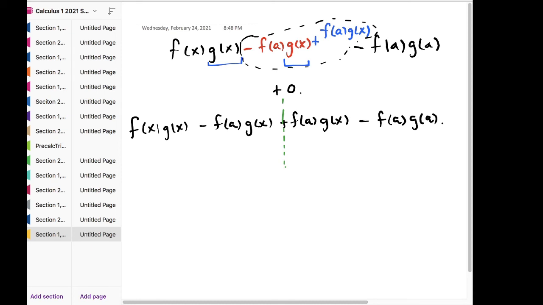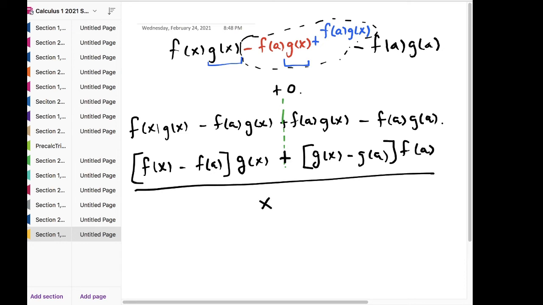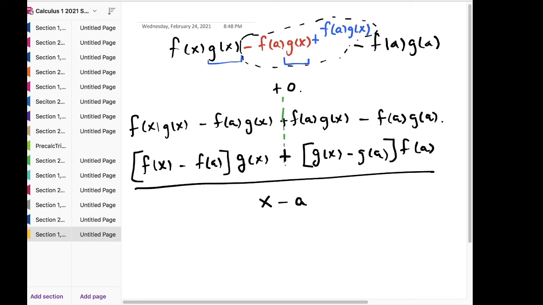And this is f of x minus f of a, and then factored out g of x. This one is g of x minus g of a. Then factored outside f of a. And this was all divided by x minus a, right? And there was a limit in here. All right, see what we did there? So now this limit is good, right?